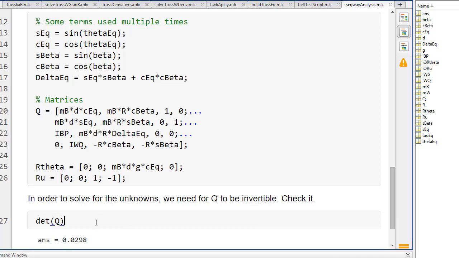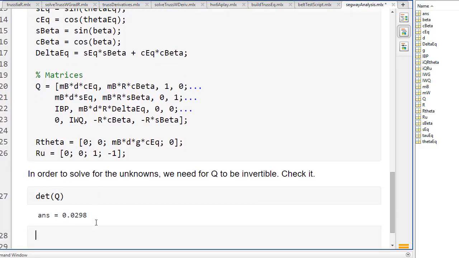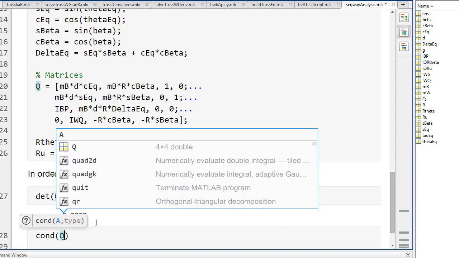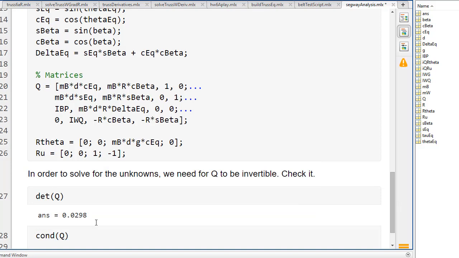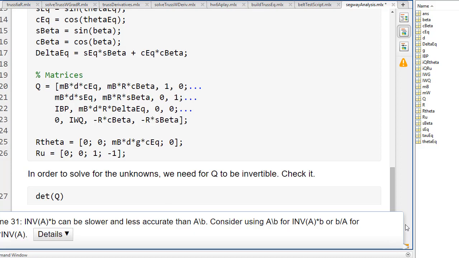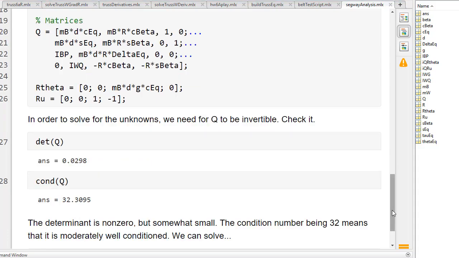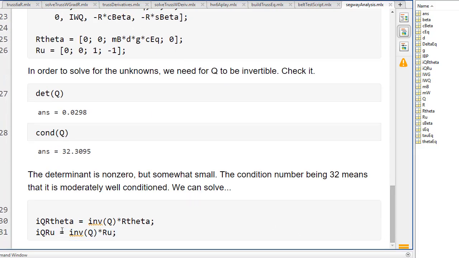And we actually might want to do a condition number too, just to check it out. So if I say cond, that checks the condition number of Q. Just because we've got a determinant close to 0, we're going to check this out. And the condition number is 32, so that's not too bad. Could be a lot worse. Could be in the thousands. Okay, so we're going to go ahead and invert. So right here, I calculate the Q inverse times R theta, Q inverse times RU. So I have them available.